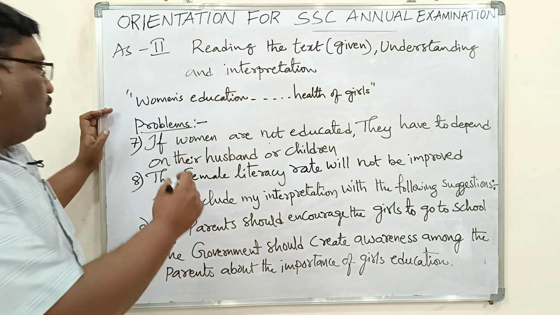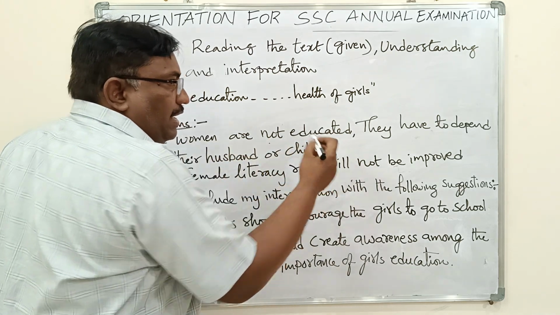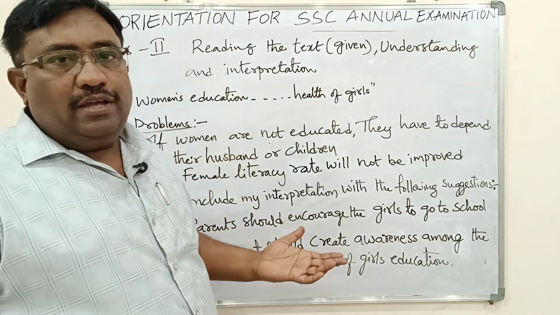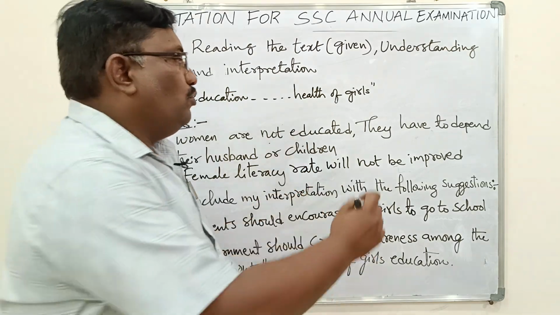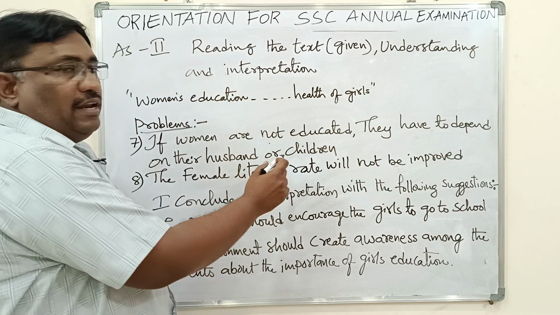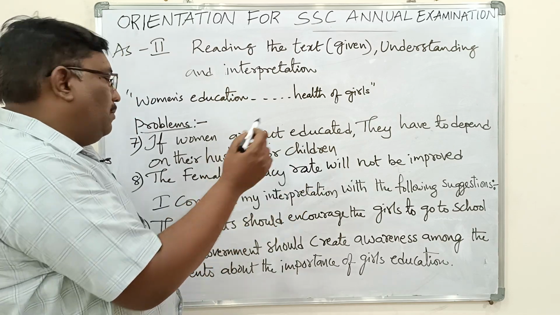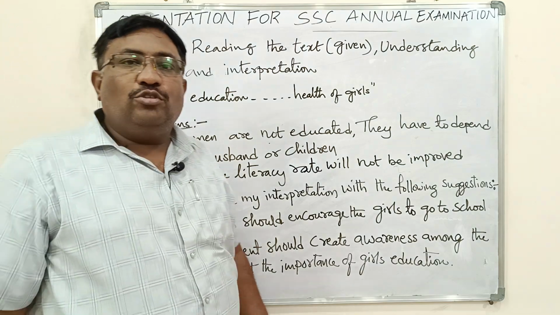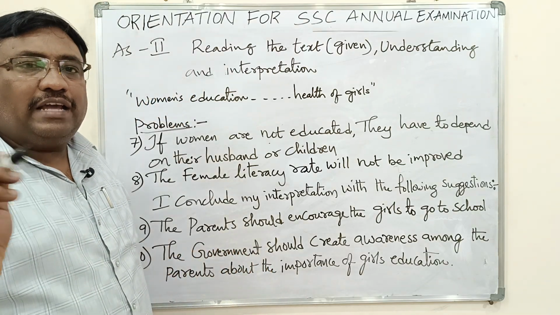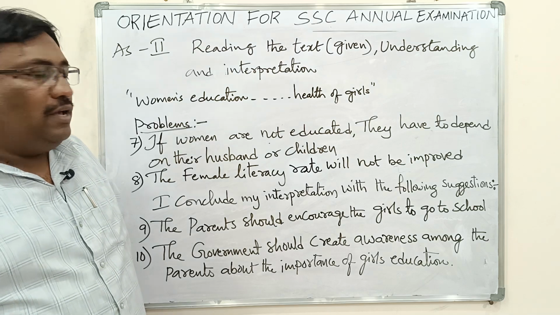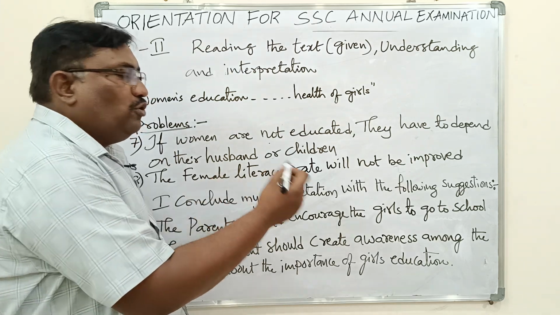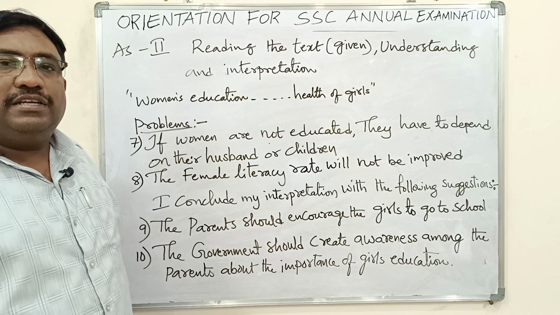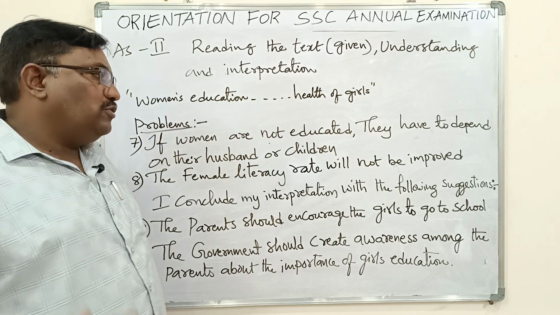What happens? If women are not educated, economically they won't be free. For everything, they have to depend upon their husband or their children. So that is the first problem. The second is that the female literacy rate will not improve in the nation. As you know, our literacy rate is the calculation of both male and female. So as the female literacy rate won't improve, the overall literacy rate of the nation also cannot improve. So it is also a problem.